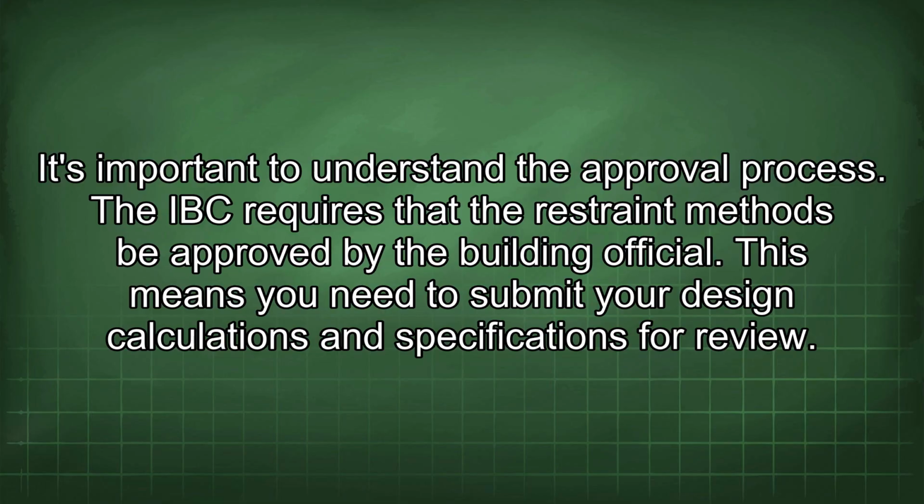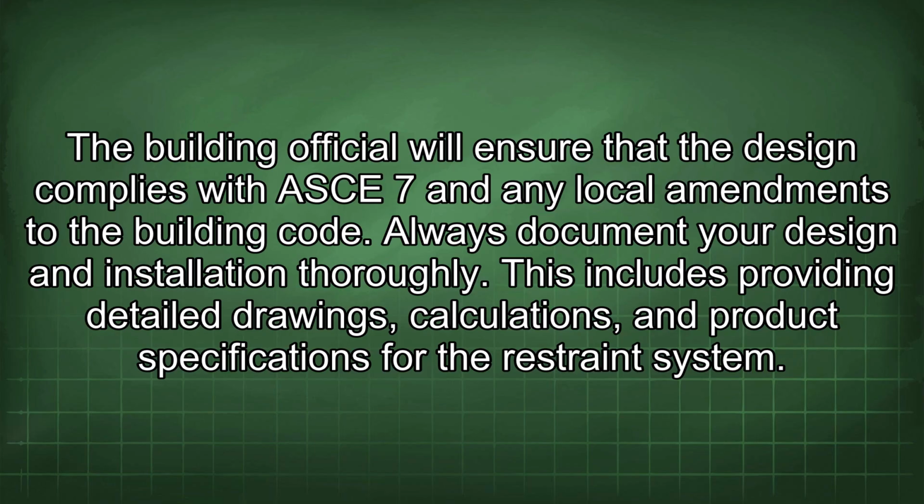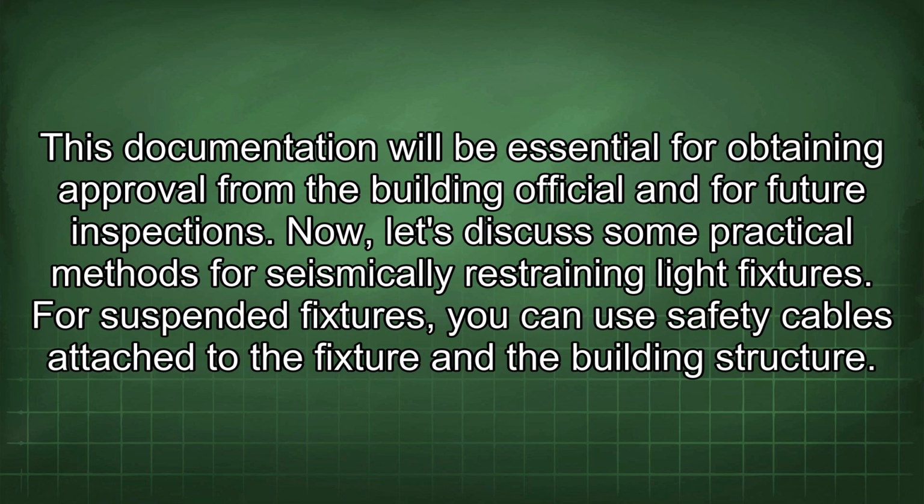This means you need to submit your design calculations and specifications for review. The building official will ensure that the design complies with ASCE 7 and any local amendments to the building code. Always document your design and installation thoroughly. This includes providing detailed drawings, calculations, and product specifications for the restraint system. This documentation will be essential for obtaining approval from the building official and for future inspections.